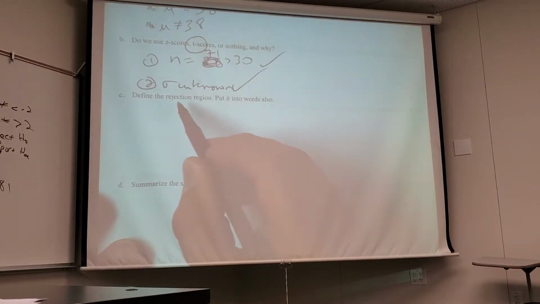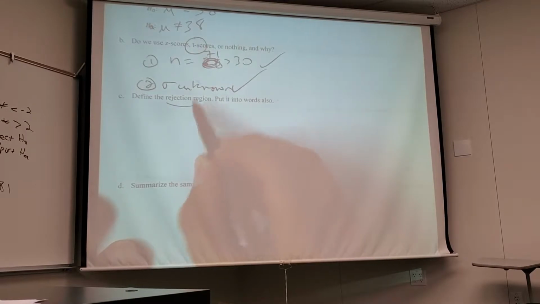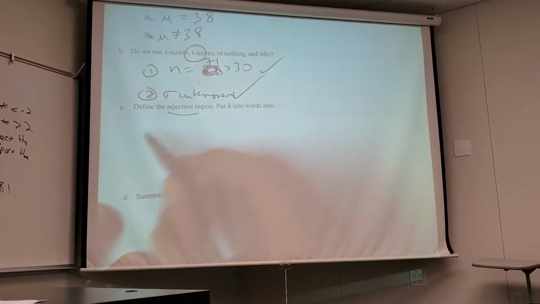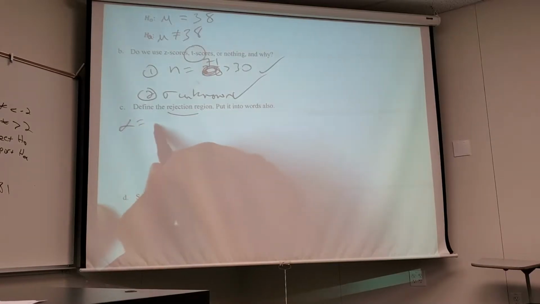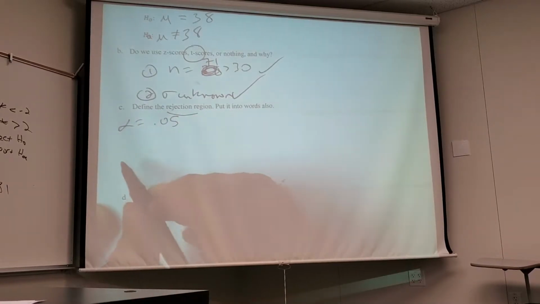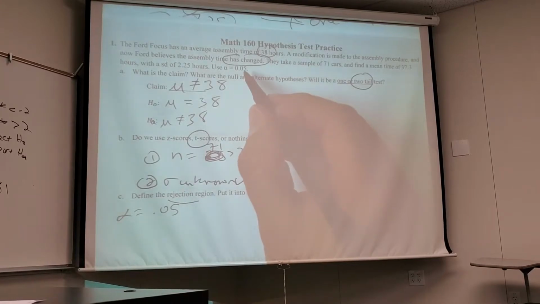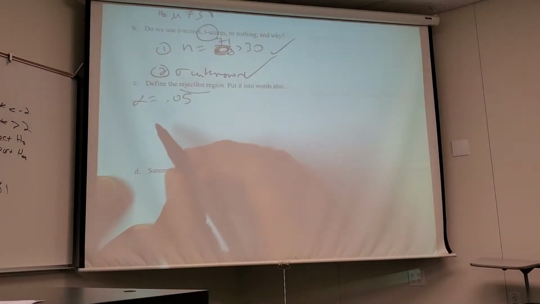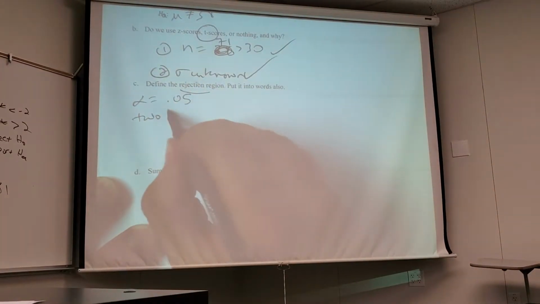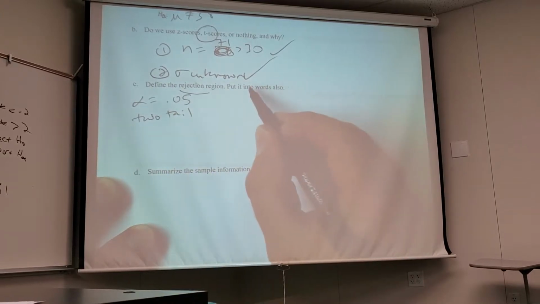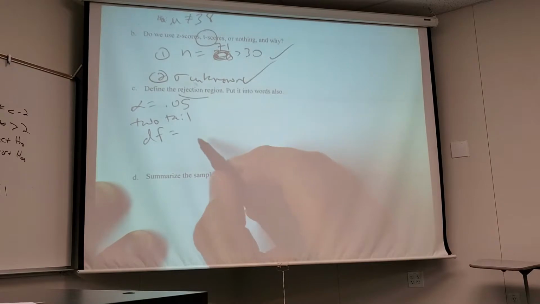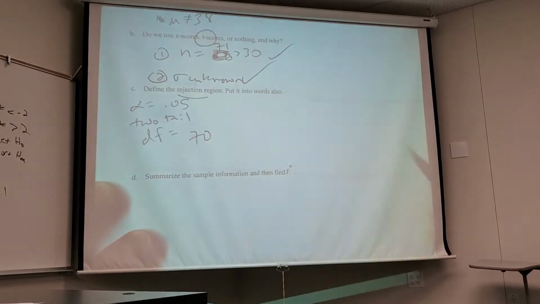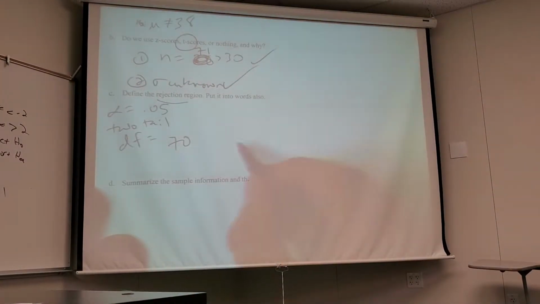What do I need to know to define this? I know I have to use T-score, so what do I need to know? I know it's a 2-tail test. T-scores though, so I also have to know the degrees of freedom, and that is 70. So that's enough information now.